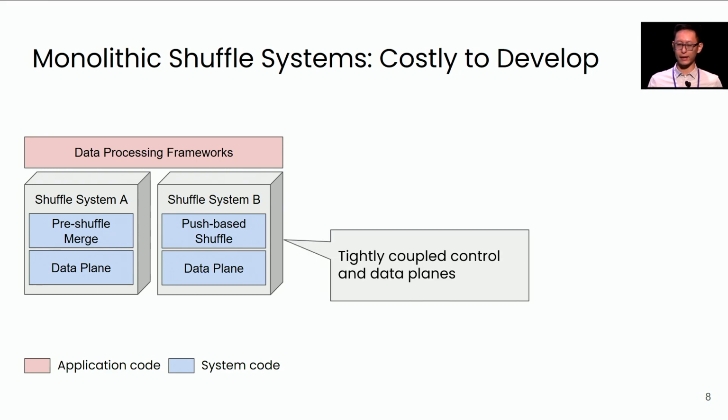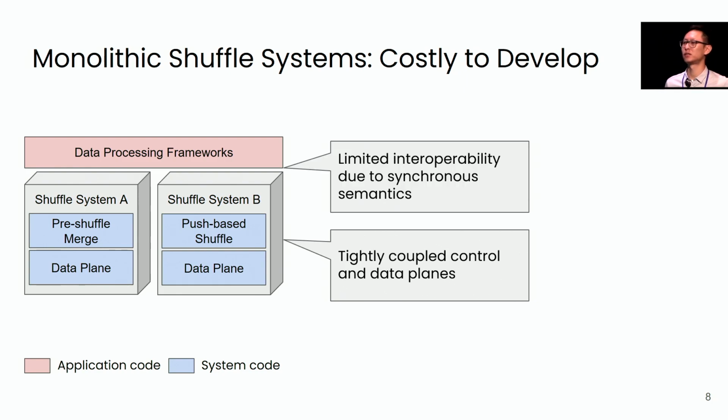One is that the control plane and data plane are tightly coupled, and the result of that is that if you want to invent a new shuffle optimization or a different shuffle strategy, you basically have to rebuild a new shuffle system to do it. The other one is that these systems are built to support more of the traditional BSP-style systems like synchronous processing. So it makes it difficult to interoperate with new applications which require more fine-grained pipelining.